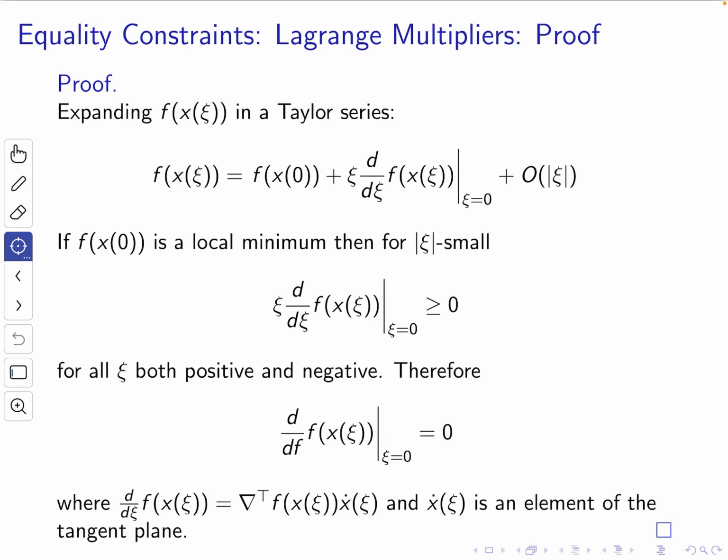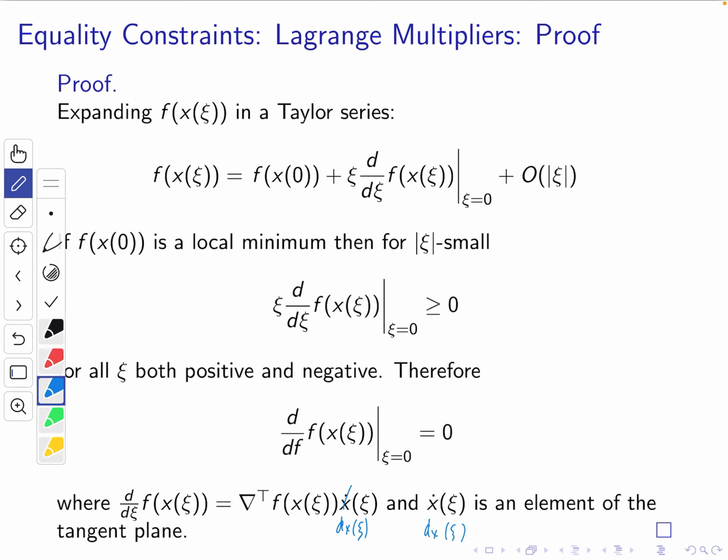We could have written d dc of f of x of c by the chain rule. It's going to be the partial of f with respect to x times dx of c. I should have written it that way. And dx of c is an element of the tangent plane.